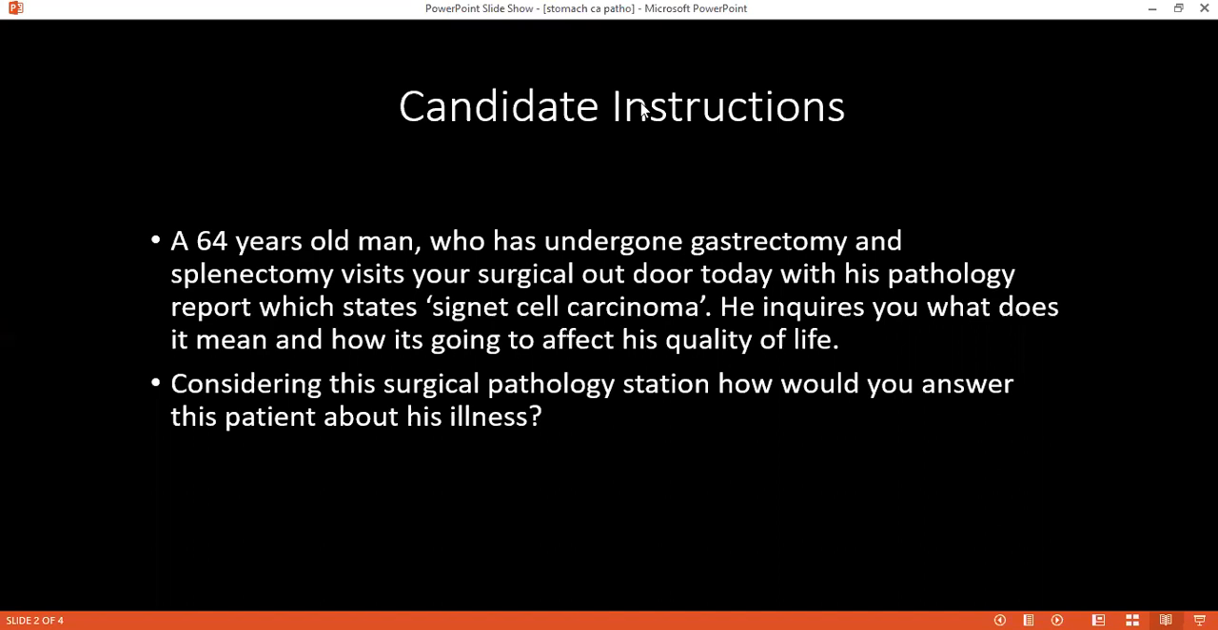Signet cell carcinoma is one sort of adenocarcinoma, madam, which is rare and highly malignant, and it produces mucin. But how would you convey this to the family members? All right, this is a cancer of the stomach, and we have it incompletely resected. So there is high possibility that the cancer will come back again, and it might need further surgery or chemotherapy.